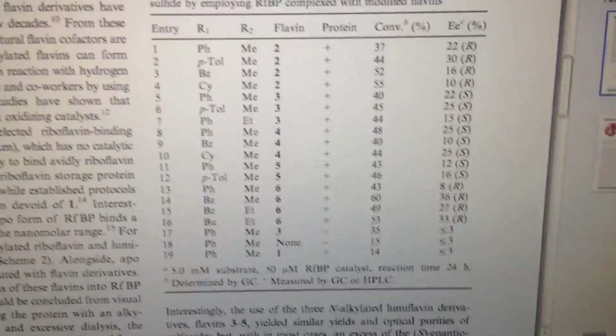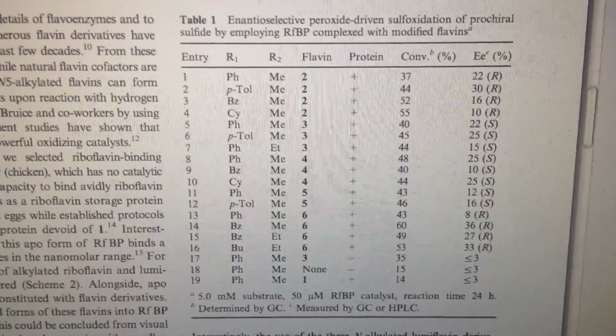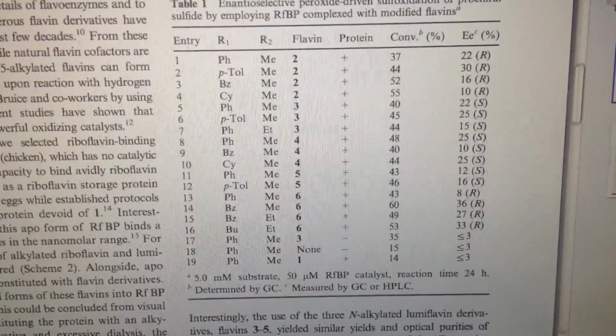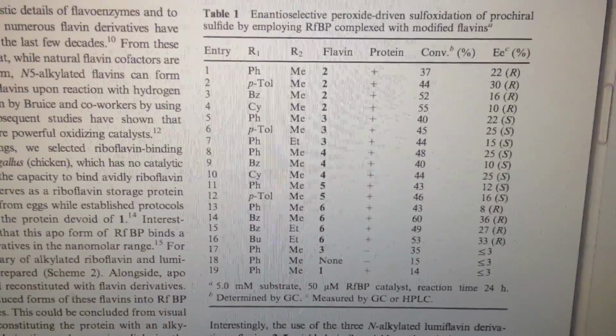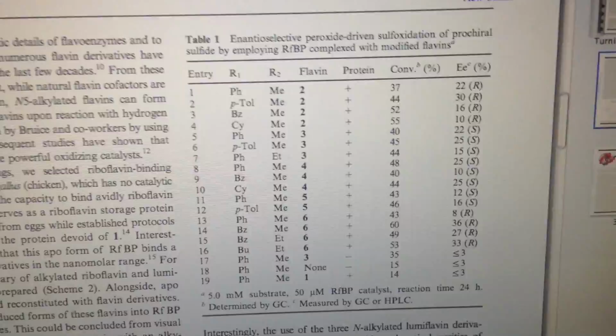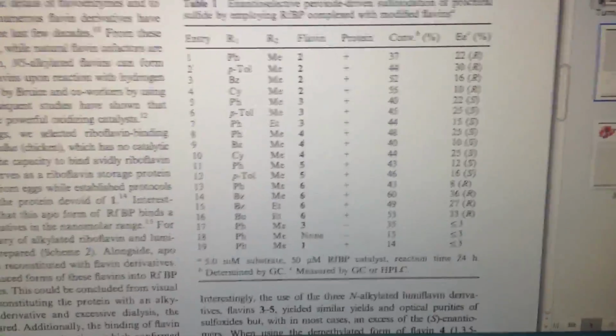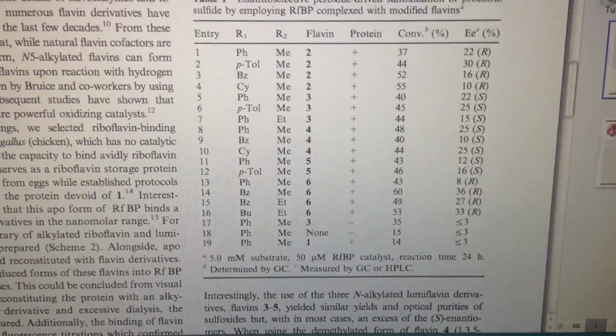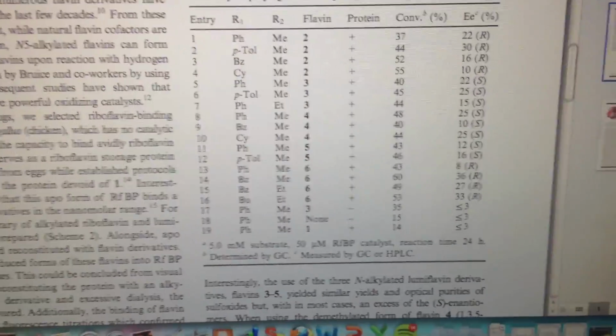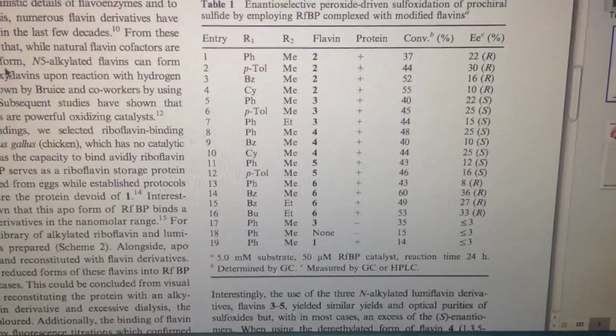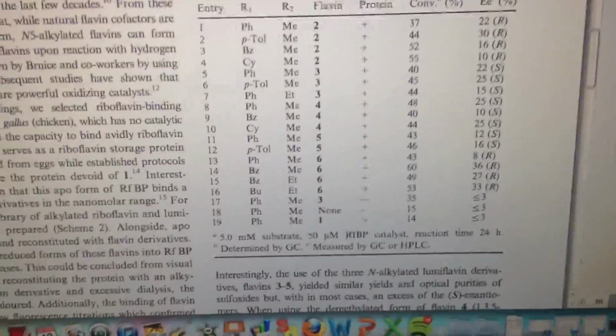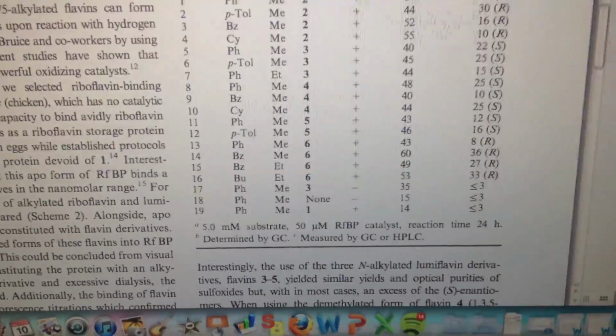The least effective combination was with the phenyl group as R1 and the methyl group as R2, and they used flavin 1. This only had a 14% conversion rate, and I'm sure this was an extremely disappointing result, but as I said before, they did find ways to actually make this molecule in a cheaper and more efficient way, which I'm sure they were quite happy about.